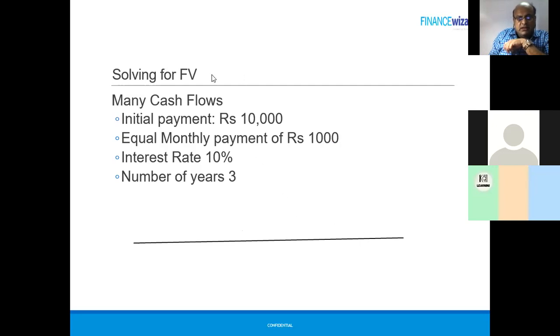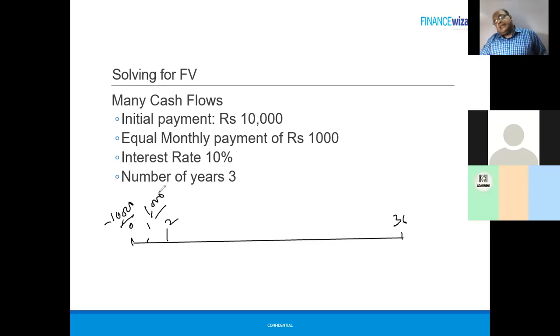This is type 0, which is today, then 1, 2, and it will have 36 ticks. Now minus 10,000, I am investing at time 0. So I am investing 10,000, which will become my present value. And 1,000 rupees I am investing every month. That 1,000 rupees on each tick will become your PMT.